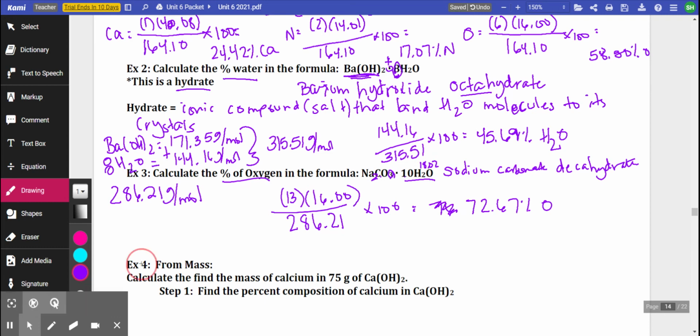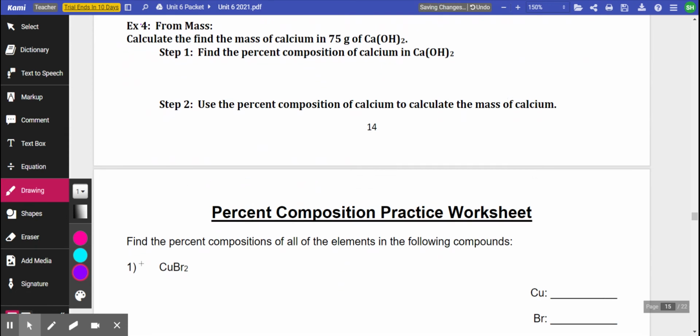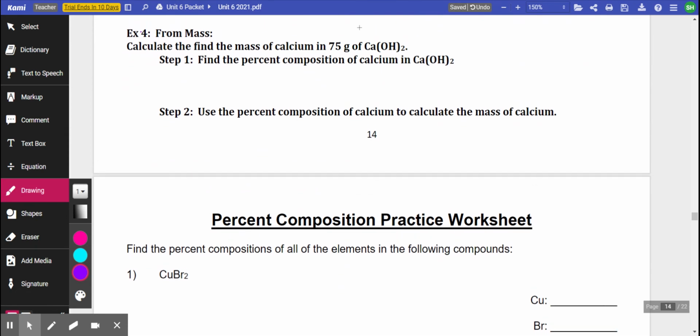Okay. All right, so one more type of problem down here. So we're going to go from mass. We're going to find the mass of calcium in 75 grams of calcium hydroxide. What's consistent about this calcium hydroxide is the percent by mass that calcium is of this compound. So I'm going to find the percent composition of calcium in calcium hydroxide first. So you're going to get the molar mass of calcium hydroxide. So 1 calcium, 2 oxygens, 2 hydrogens. So that is 74.10 grams per mole. That is your whole.